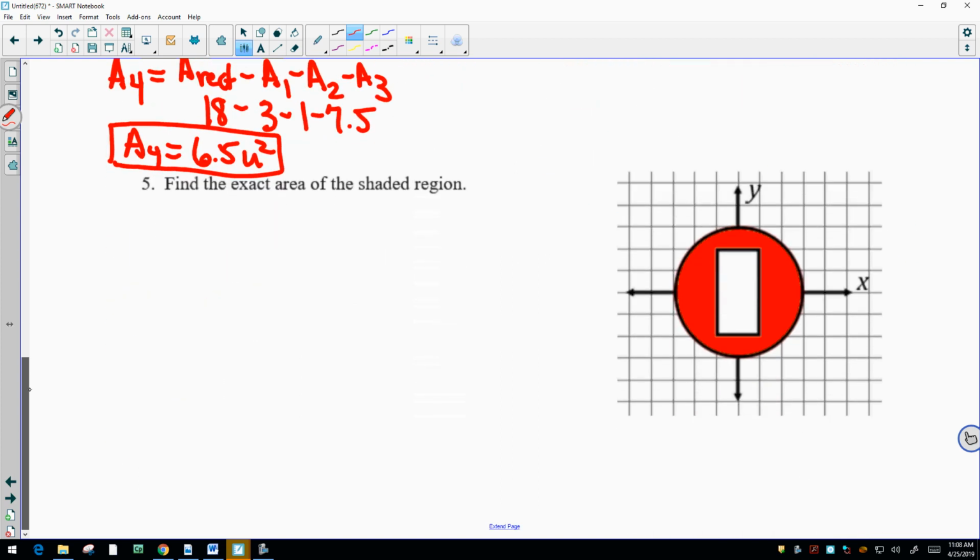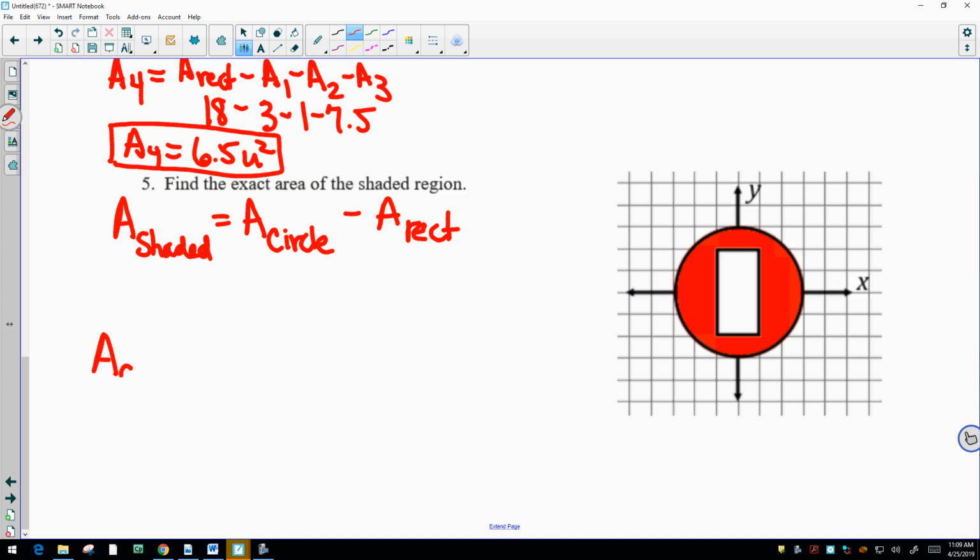Okay, and then lastly, a similar kind of problem. We want to find the shaded region. So notice the shaded region is a circle. And inside that circle, we have a rectangle. So if I'm thinking area of the shaded region is the area of the circle, but I don't want the whole thing because I need to remove the area of the rectangle. So I'm going to find those individually first.